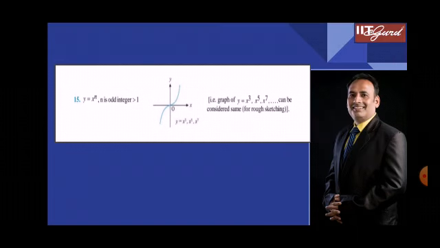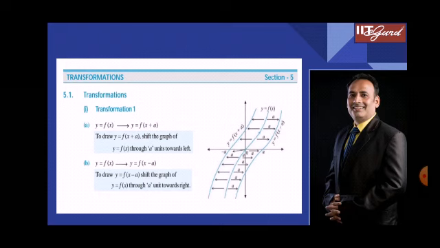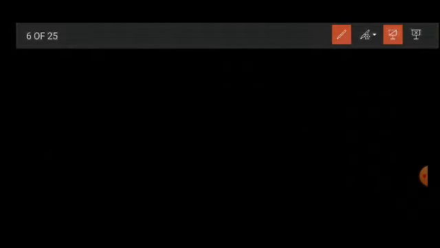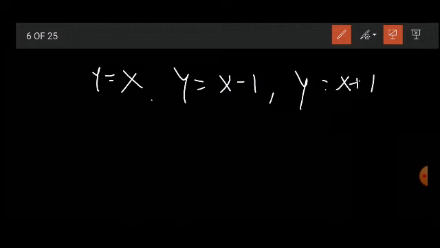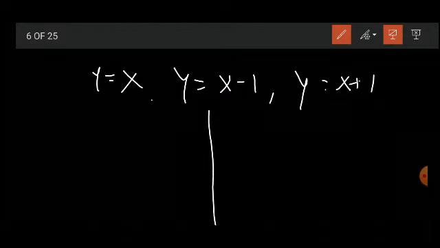Okay, fine. So let's go for transformation, which is the section 5 part. In transformation, first of all, we will check the shifting of a graph along the x-axis. So this is transformation one. We will discuss it in detail. Let's take some examples to understand: y equal to x, y equal to x minus 1, and y equal to x plus 1. Let's draw these three graphs and understand how they behave.